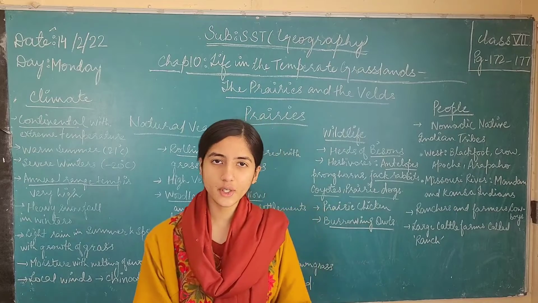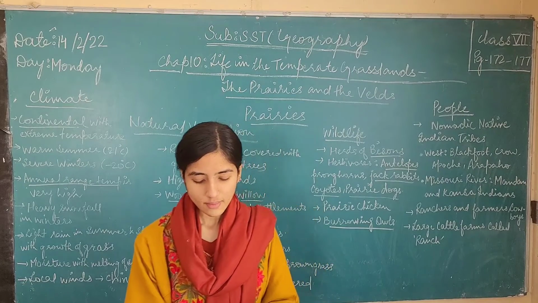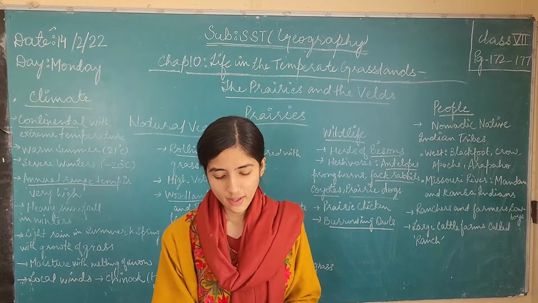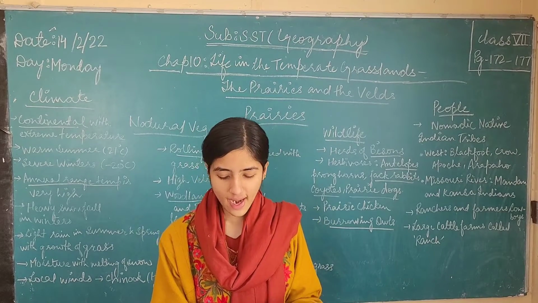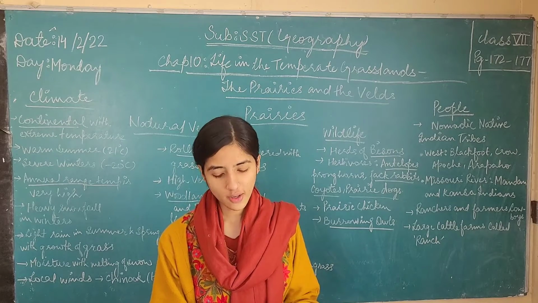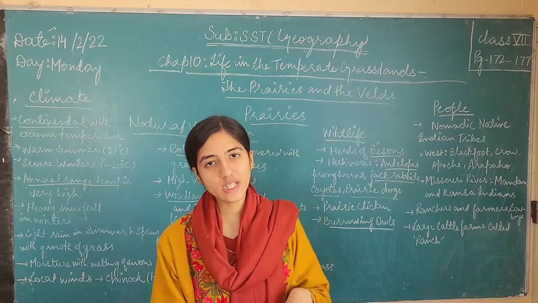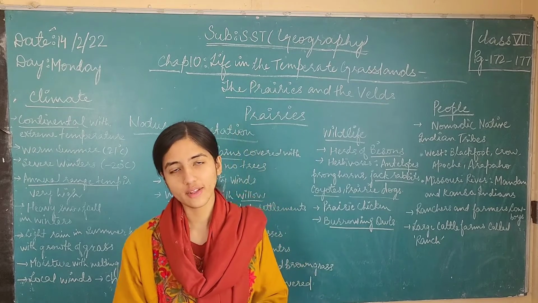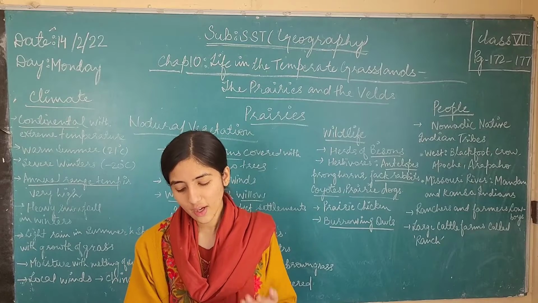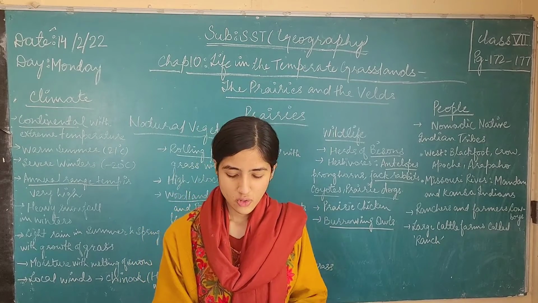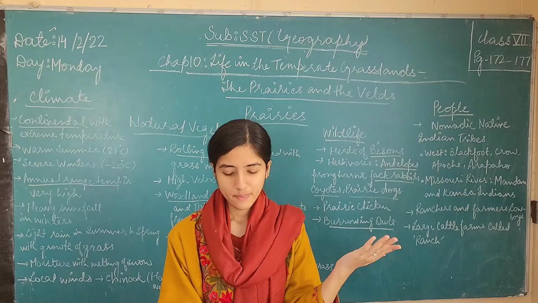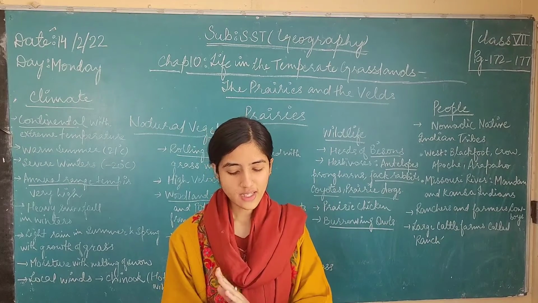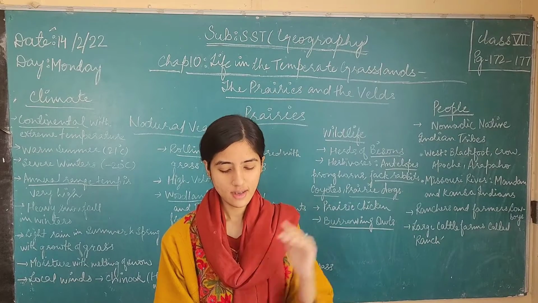These temperate grasslands are known by very different names in different continents. They are known as prairies in North America, steppes in the Eurasia continent, pampas in Argentina, velds in South Africa, and downs in Australia.